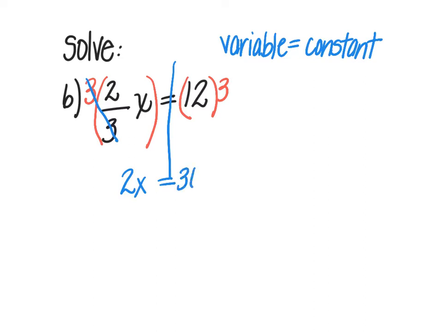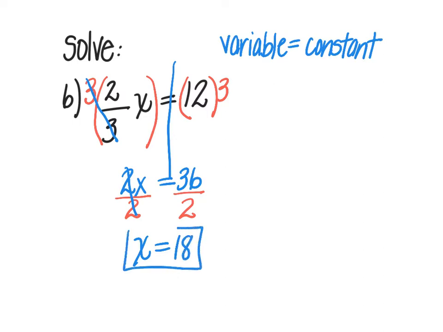is 36. Now my variable is being multiplied by 2. So the opposite of multiplying by 2 is dividing by 2. So I'm going to divide both sides of my equation by 2. Well, 2 divided by 2 is 1, so that leaves me with 1x is equal to 36 divided by 2 is 18. So my solution is 18.